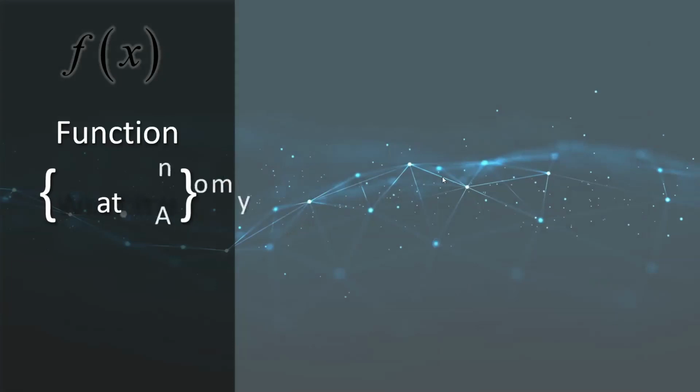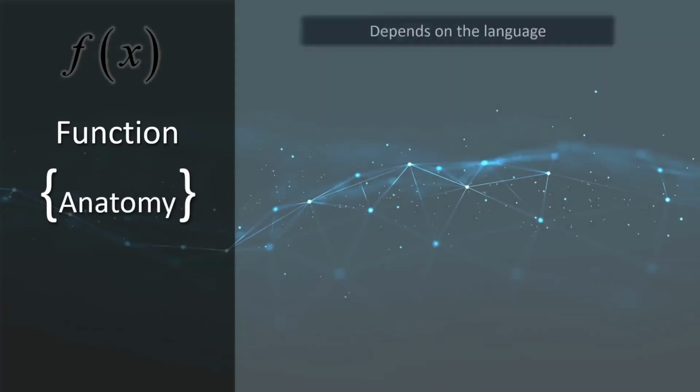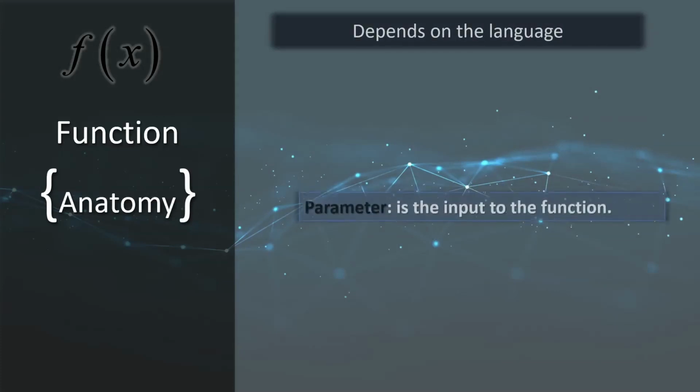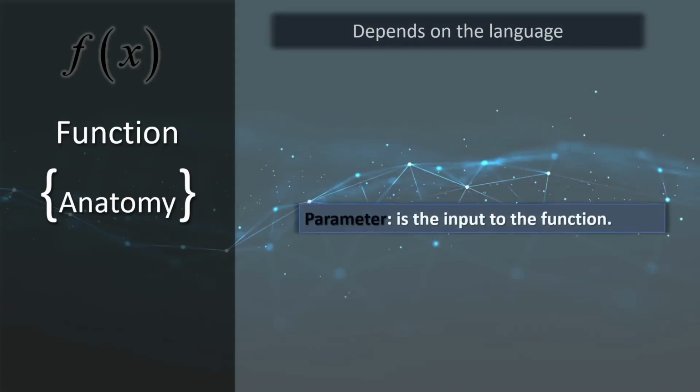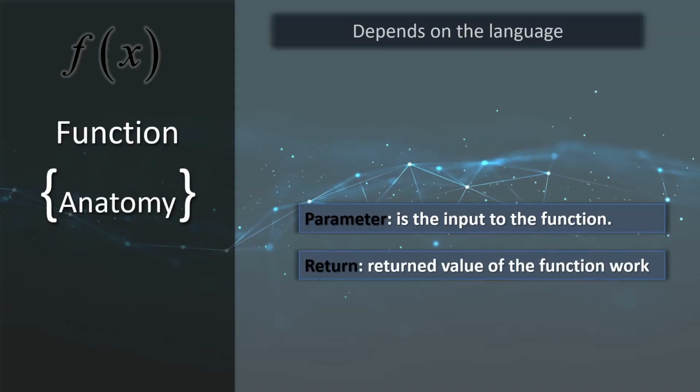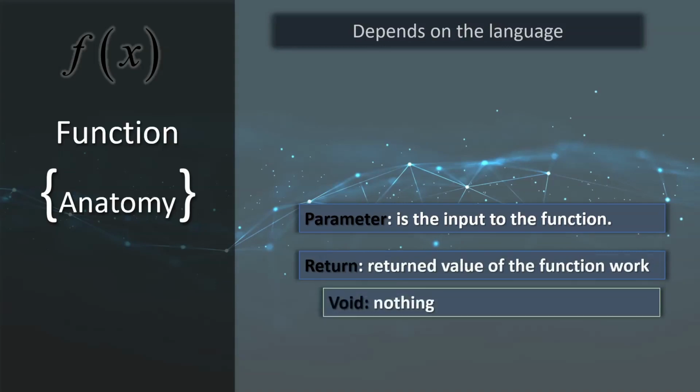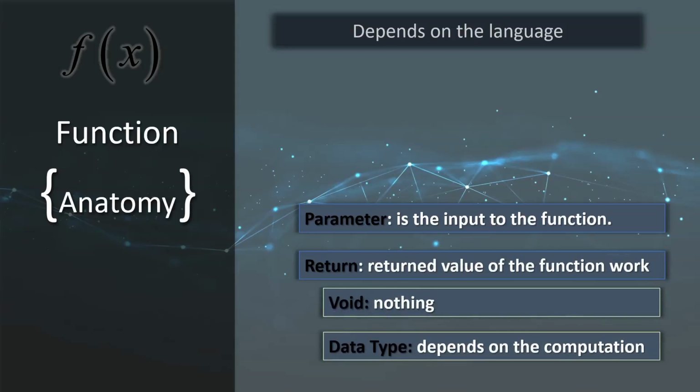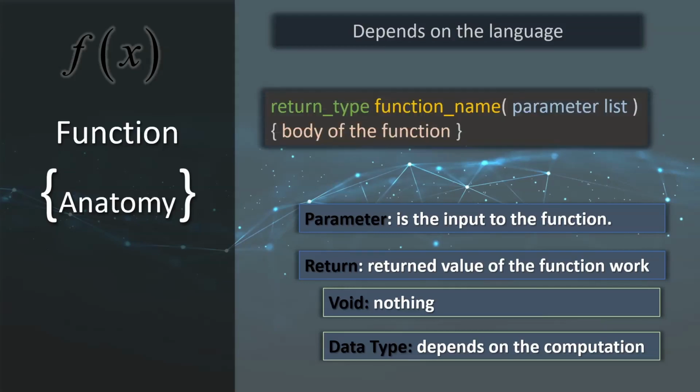What is the anatomy of the function? How does the function look? How can you write a function? Depending on the language, you will learn how to write a function or method. But simply enough, any function or method has parameters. Parameters are the inputs you give to the function to process. And then you have the return value after processing the parameters inside this block of code. If there is nothing to return, we call it a void function or void method. If there is something to return, we return the data type depending on the computation inside this block of code.